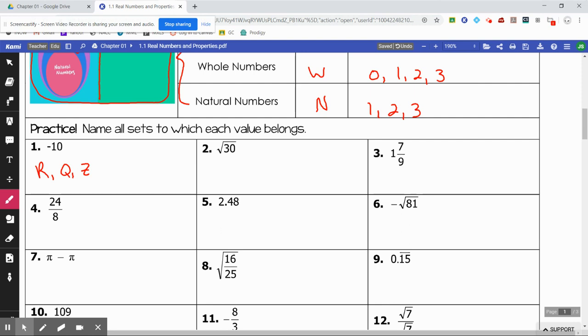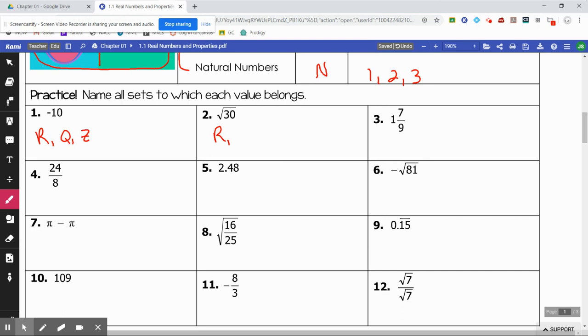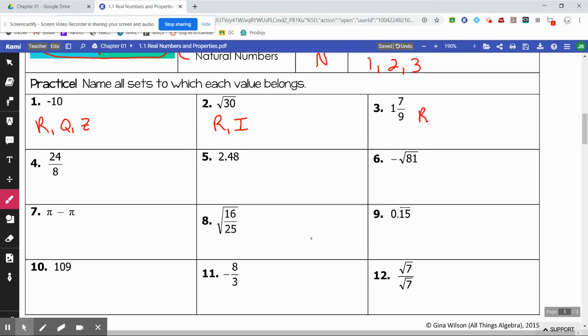Square root of 30, first off, is real. Since we don't know the square root of 30, we know that it's going to be an irrational, crazy decimal, so it is real and irrational. 1 7/9 is also real. It is obviously rational because we can write it as a quotient. It is not an integer because you have that fractional part to it. It's not a whole number. It's not a natural number.